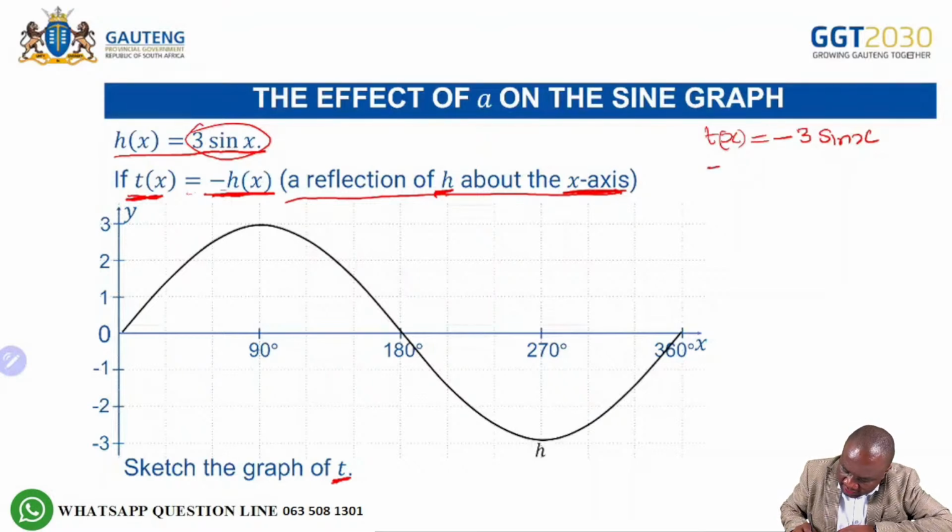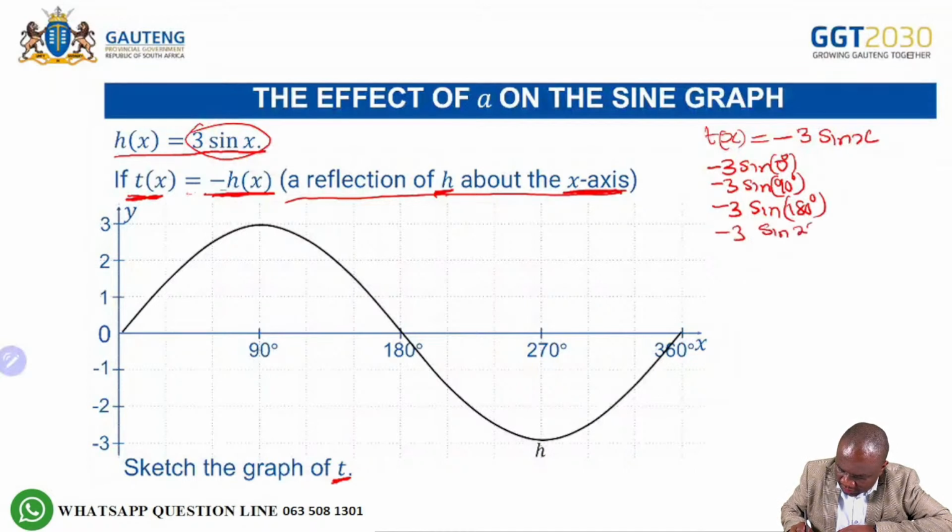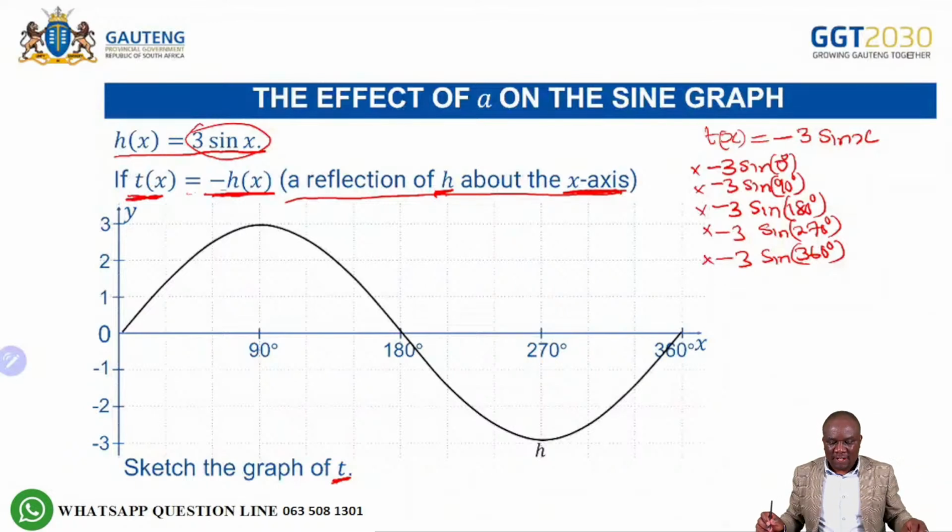What is -3 sine 0 degrees, and then -3 sine 90? Kindly use your calculator for that. Then -3 sine 180 degrees, and then -3 sine 270 degrees, and then -3 sine 360 degrees. Let's use these points, 1, 2, 3, 4, 5. You can use your calculator to find those points, and then you sketch your graph.